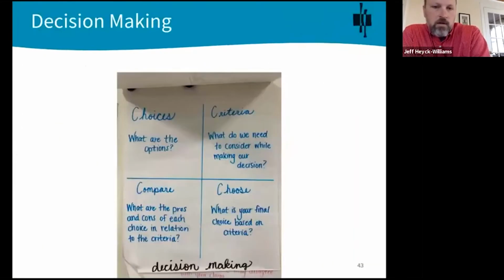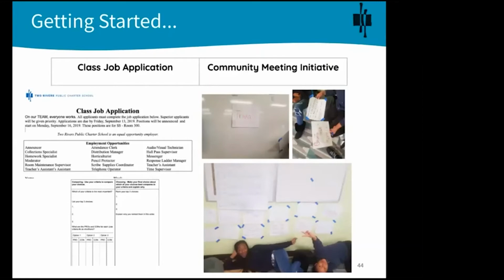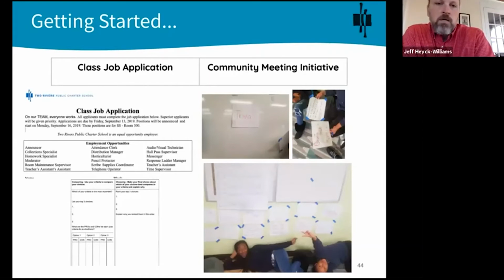This is an anchor chart that the seventh grade teacher used with her kids just to define the components of effective decision making. She started off the year with class jobs, and she had all of the students identify the criteria for a strong application, and then the criteria for each of the jobs. You can see some of the example jobs there, things like attendance clerk, somebody that takes attendance in the morning, or the horticulturist who takes care of the plants in the classroom. So the kids identified what the criteria would be.